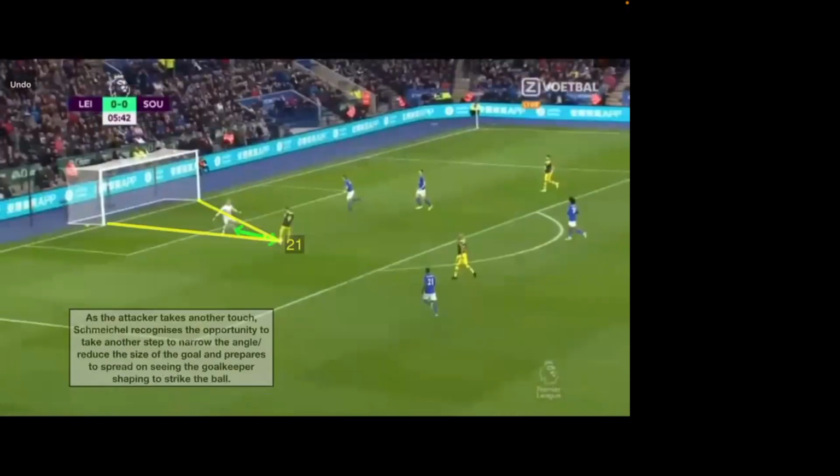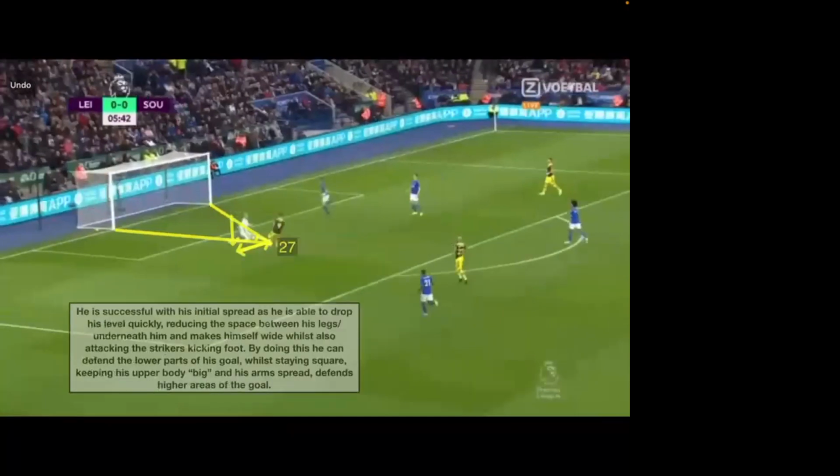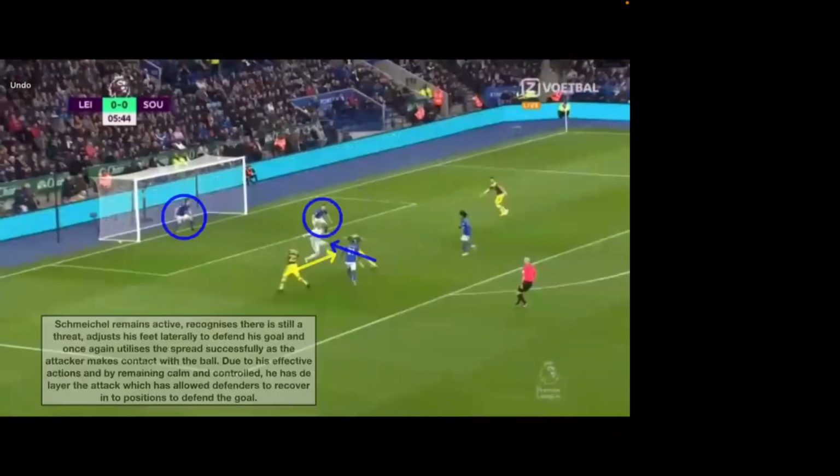As the attacker prepares to make contact, you can see the distance is probably verging on 4 yards. He's taken half a step out and he's dropped his body low and he's made himself wide quickly, which has effectively narrowed the angle. It's made the goal a lot smaller. He's kept his body square, making his surface area bigger. Obviously, his body's come big as well. Again, he's remained active.